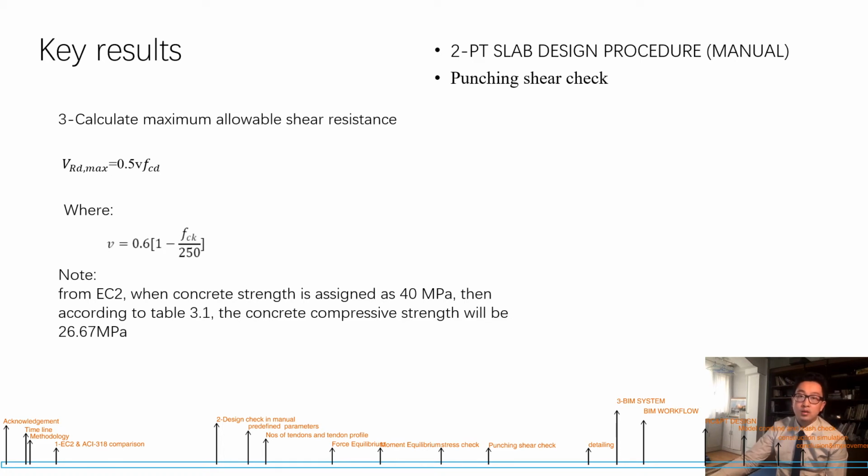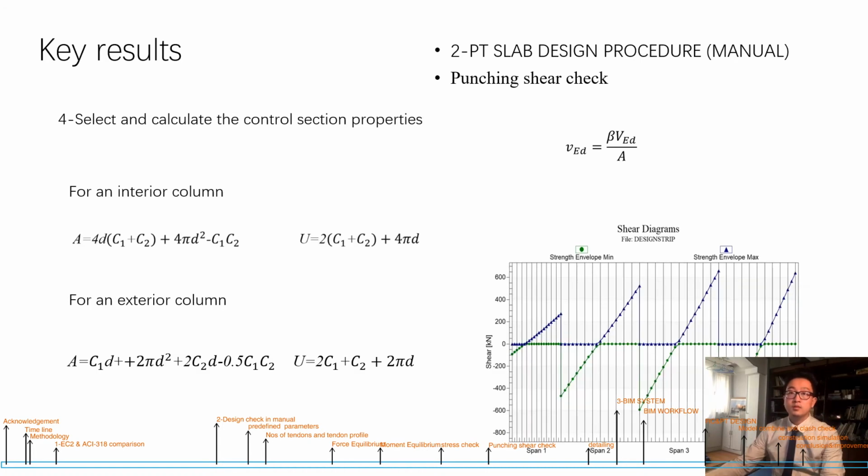So this is a formula for the allowable shear resistance. I want to slightly mention the concrete compressive strength. It is given in Table 3.1. Step 4 is to select and calculate the section property of the drop panel. Then we use this formula to find the actual stress in the specific section.